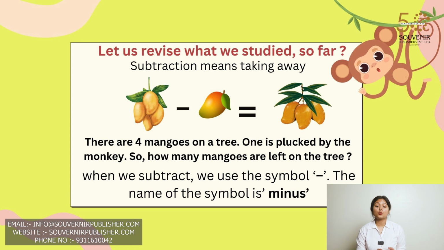Let us revise what we studied so far. Subtraction means taking away. There are 4 mangoes on the tree. One is plucked by a monkey. So how many mangoes are left on the tree? It will be 3 mangoes. When we subtract, we use the symbol minus.